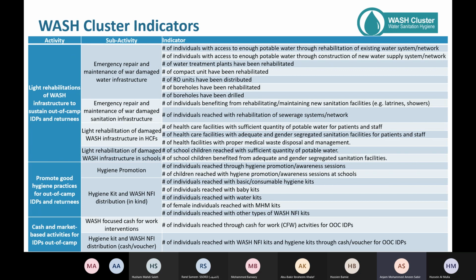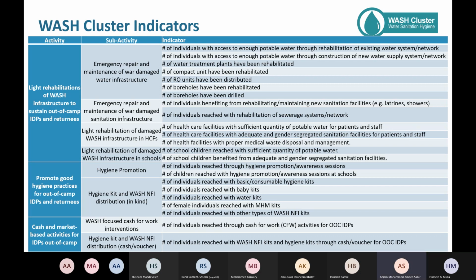Emergency repair and maintenance of damaged water infrastructure. Here we are talking about only the water infrastructures, and the indicators are number of individuals with access to enough potable water through rehabilitation of existing water system network, and number of individuals with access to enough water through construction of new water supply system. So there is a difference between rehabilitation of a water system and constructing a new water system. Number of water treatment plants that have been rehabilitated, number of compact units that have been rehabilitated, number of RO units that have been distributed to the communities, number of boreholes that have been rehabilitated, and finally, the number of boreholes that have been drilled as new boreholes.